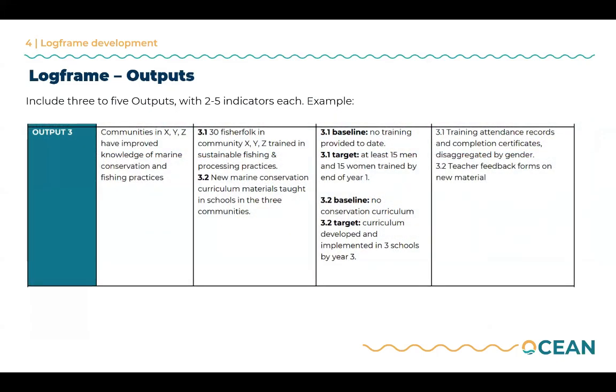So you have your output: communities have improved knowledge of marine conservation and fishing practices. And your indicators are that fisherfolk in the community are trained in sustainable fishing and processing practices, and new marine conservation curriculum materials are taught in schools in the 3 communities. And then you've got the baselines and targets attached to that. And the evidence that they're using, the means of verification, could be training attendance records and teacher feedback forms on the new curriculum.